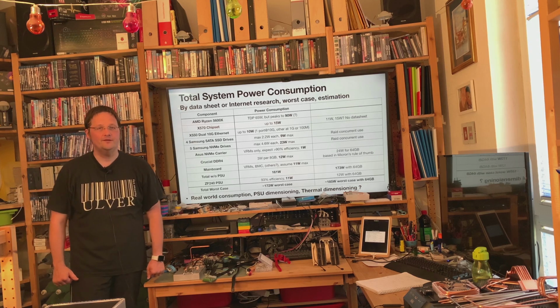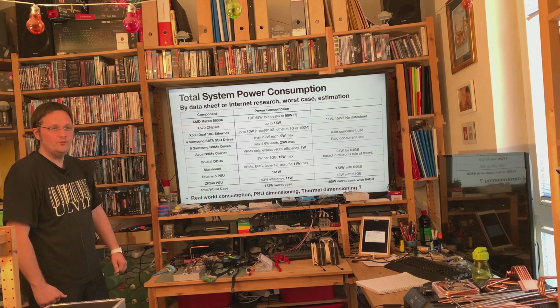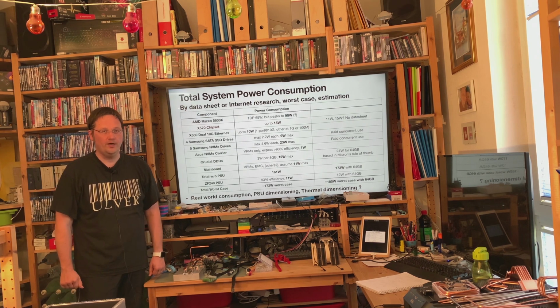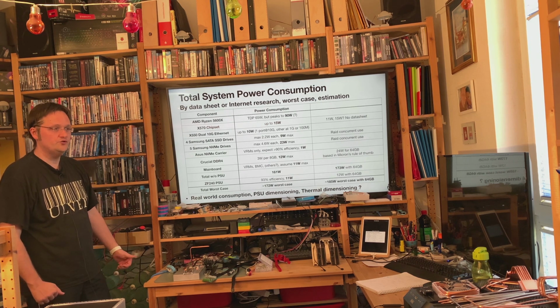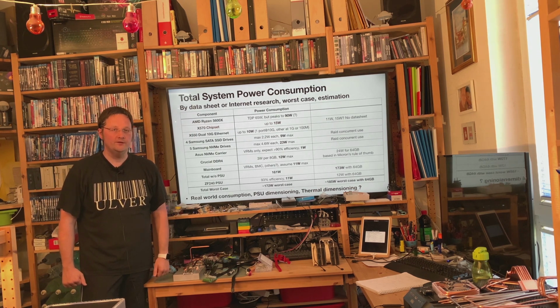As a next step, let's look at the system power consumption. The idea is to find out, will the power supply that came with the chassis be good enough to power the system that we want to build? For this I did an analysis, searching datasheets on the web to find out how much power the individual components consume. So we'll do an analysis of the worst-case power consumption and then a measurement in reality to find out what the power consumption actually is in practice.